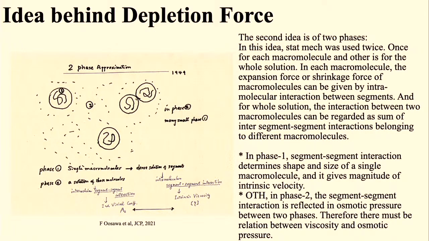The two-phase approximation was also something of that sort. They consider a macromolecule inside a colloidal particle. A single macromolecule is itself a single phase, where the interaction between all the monomers gives rise to a particular phase, which is related to the intrinsic viscosity of the solution. And then the individual macromolecules constitute a solution, which can be governed by the second virial coefficient of the solution. So this is the second idea.